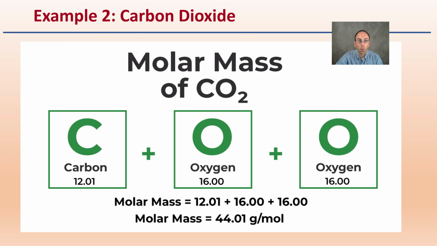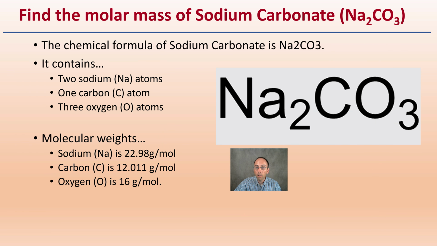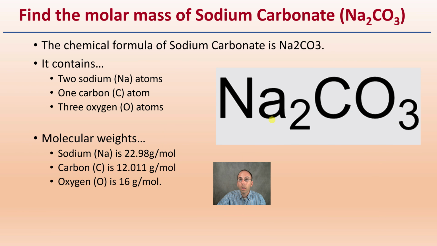And then lastly here, a little more complicated maybe, looking for the molar mass of sodium carbonate, Na2CO3. So the chemical formula for this contains 2 sodiums. We see the subscript goes with the Na, 2 sodium atoms, 1 carbon, and 3 oxygens. So we know the atomic masses. If we look on the periodic table, sodium is 22.98, carbon is 12.011, and oxygen is 16.